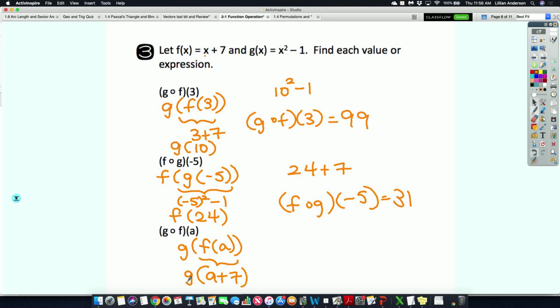So now I'm going to take that A plus 7 and do what with it? Plug it into the x's in the G function. So that's A plus 7 squared minus 1. And you're going to have to FOIL. Remember, our binomial squared, you've got to FOIL.